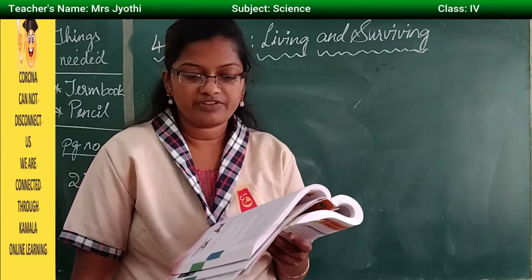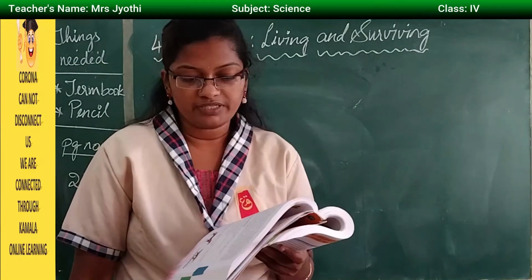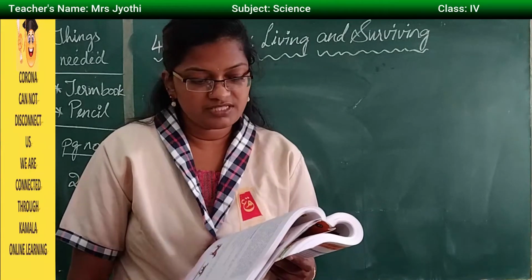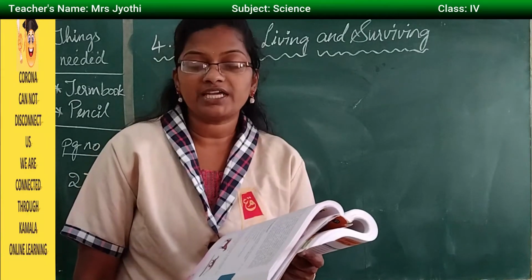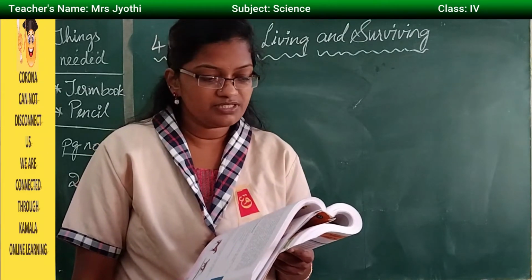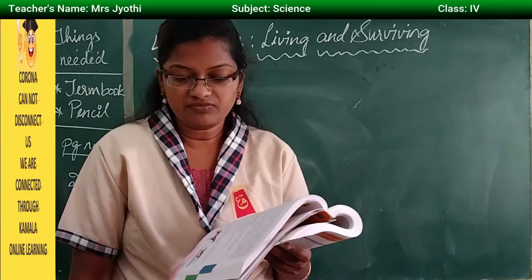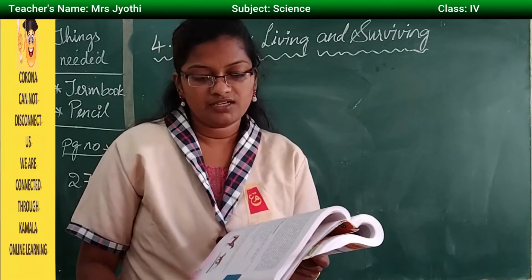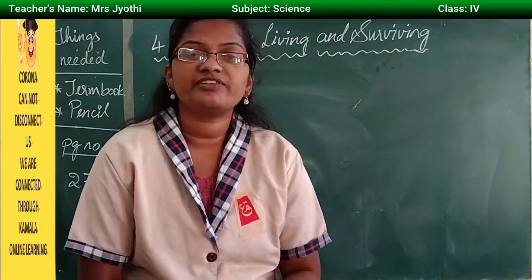This process of developing features which suit the environment is called adaptation. Those animals that cannot adapt to the changes in the environment slowly die out. For example, animals like dinosaurs and mammoths, scientists believe that they died probably because they could not adapt to the changing climate on the earth. So here is an introduction of the lesson.